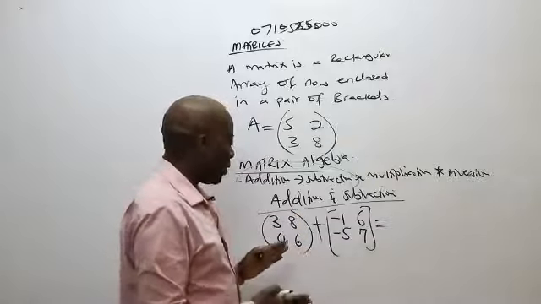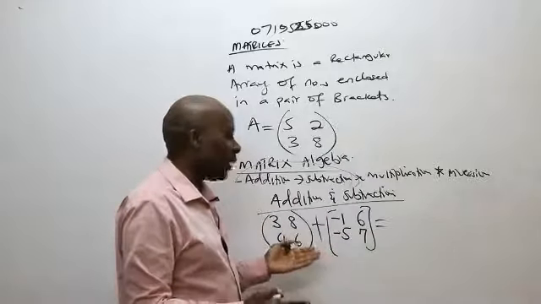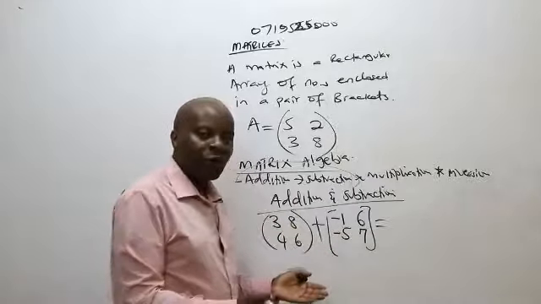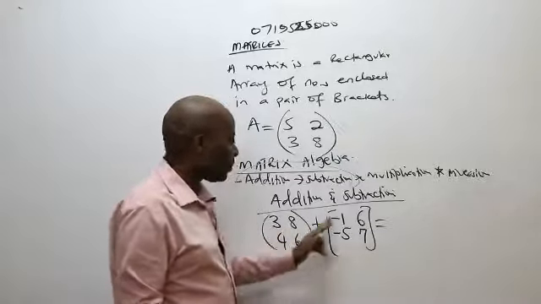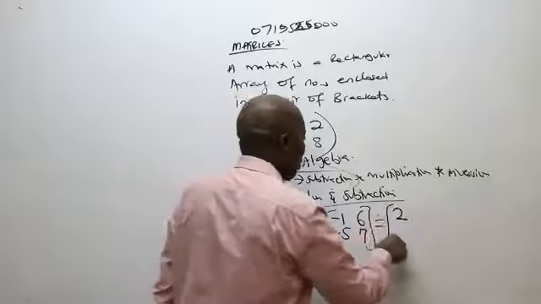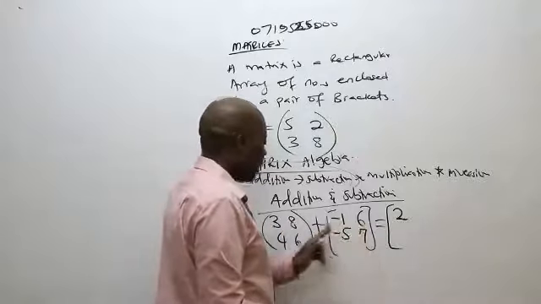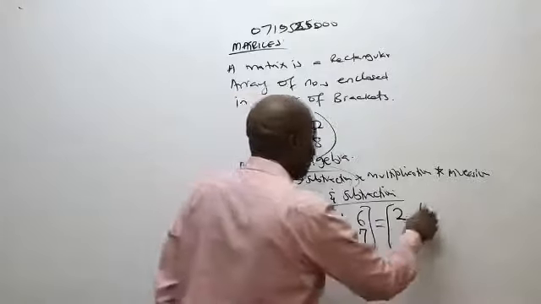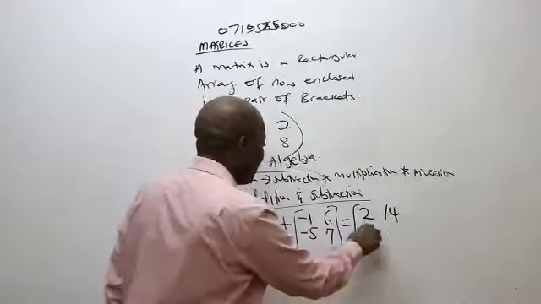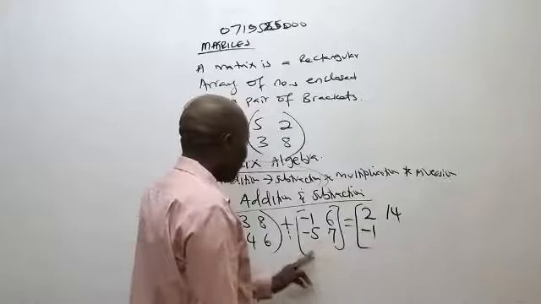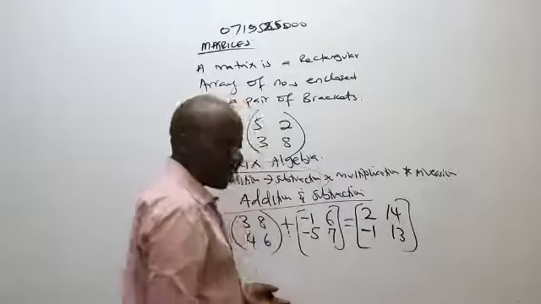When adding, we take the corresponding elements and combine them. There is nothing much about matrix addition or subtraction. So we have 3 plus -1, that gives me 2. We have 8 plus 6, that gives us 14. We have 4 plus -5, that gives me -1. We have 6 plus 7, that gives me 13. And that is it as regards matrix addition.